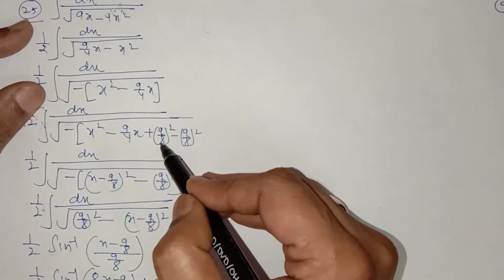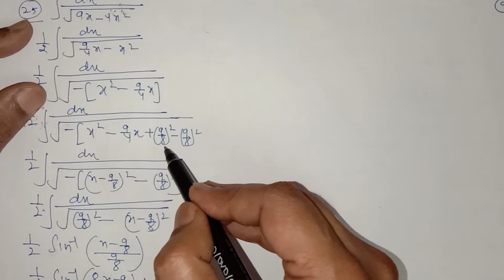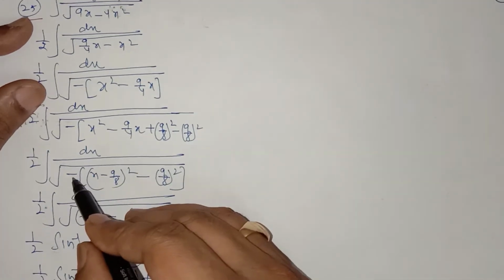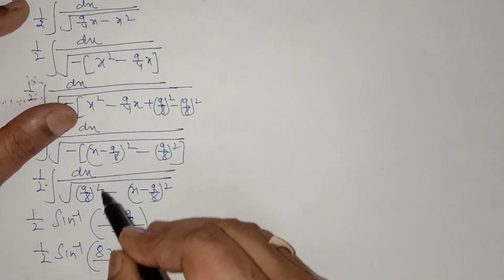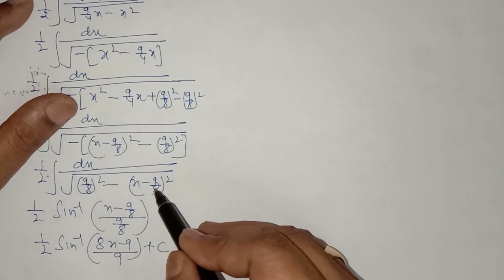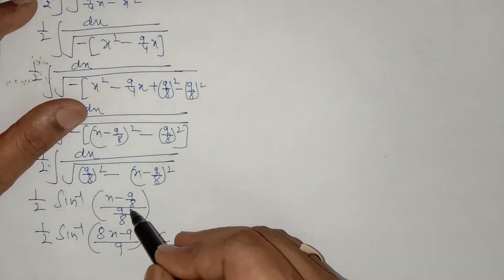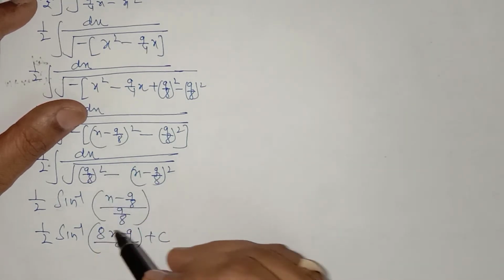So 9 upon 8 whole square plus and minus, and this is the whole square of x minus 9 upon 8, and this is 9 upon 8 whole square. Arrange this negative sign. This will become positive, this will become negative in the square root, and it is a special integral of 1 upon under root a square minus x square, which is sine inverse x upon a, where in place of x we have x minus 9 upon 8, and in place of a we have 9 upon 8.